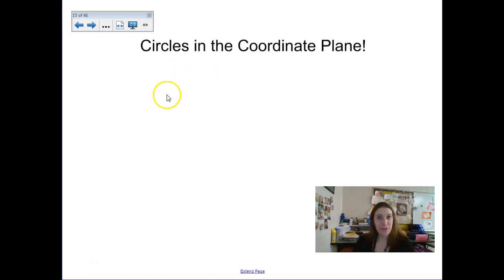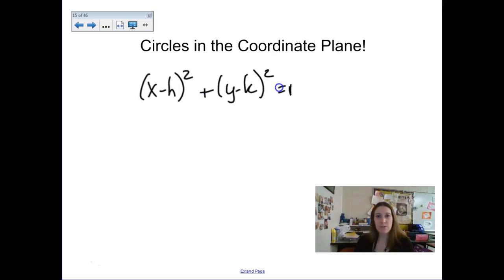Here's another fast 5 minutes of SAT prep. So circles in the coordinate plane show up quite a bit on the SAT test. Almost every test has one question on it, I would say at least. So a couple of refresher moments of formula. (x - h)² + (y - k)² = r². That is the standard form of a circle in the coordinate plane.